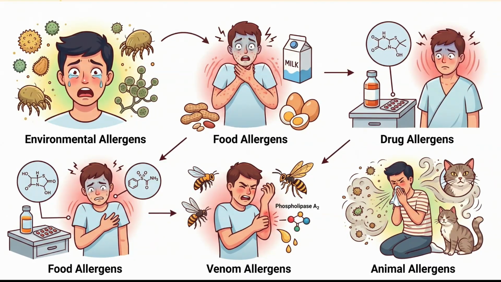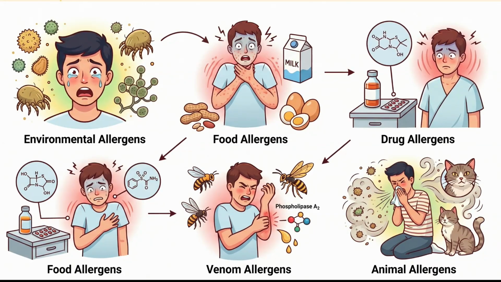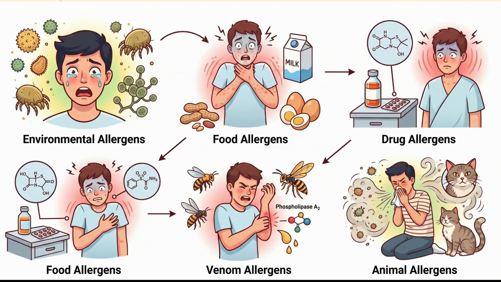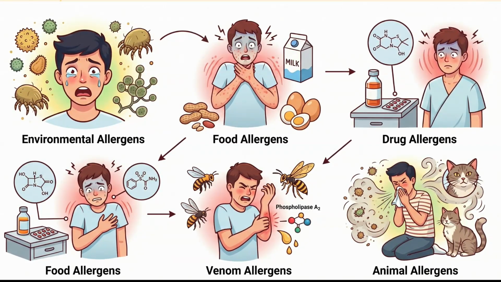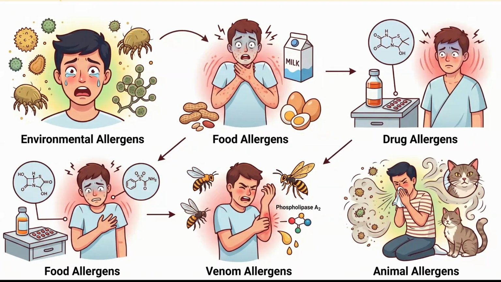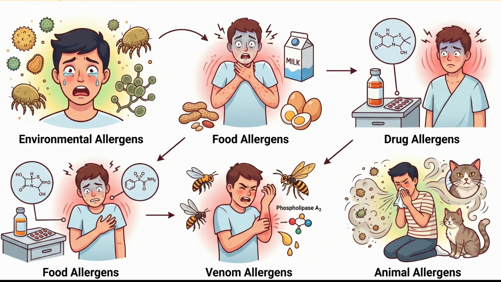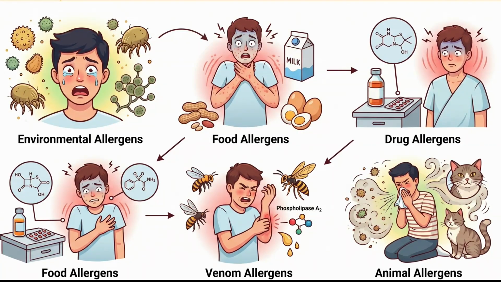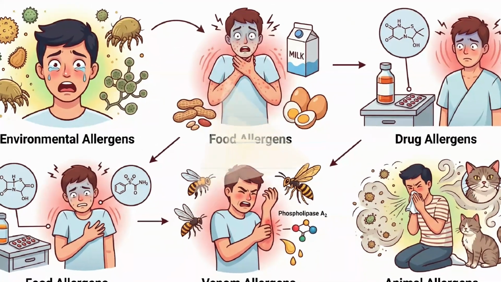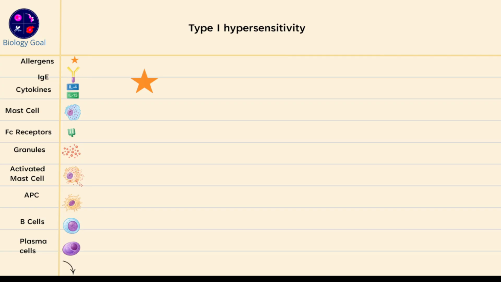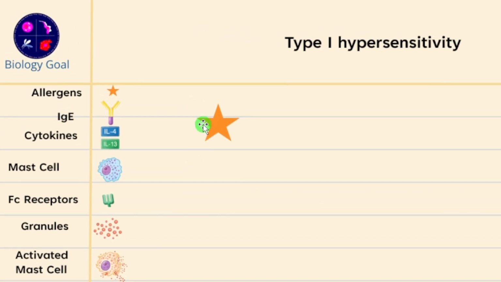Next, you have drugs like penicillin, sulfur compounds. They can also cause allergic reactions. Snake venom is another one. Bee venom or wasp venom can cause potent allergic reactions. And there are other allergens like animal proteins that can cause allergic reactions, right? So this is very, very important for us to understand what allergens are. Allergen is something which can cause allergic reaction, right?